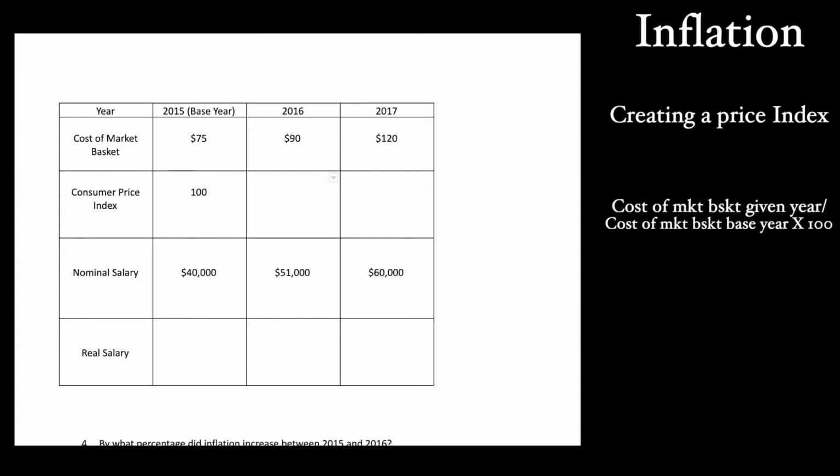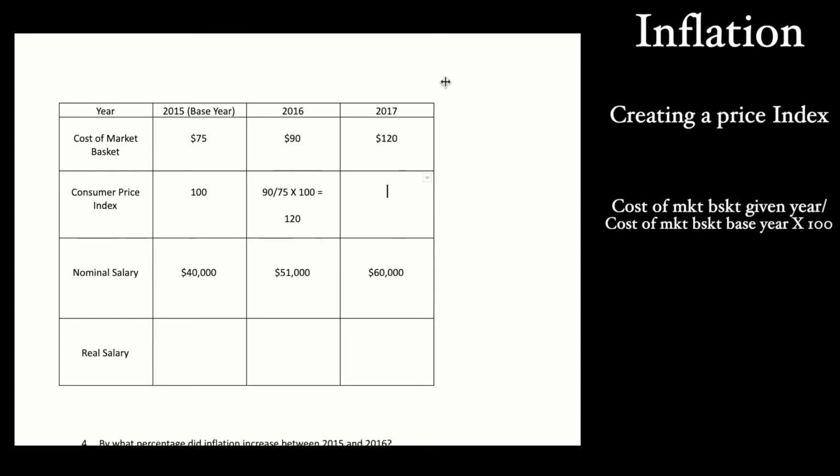So there you go. For the second one, we're going to take the cost of the market basket in 2016. That's $90. Divide it by the cost of the market basket in the base year. That's $75. And then we're going to multiply that by 100. And that is going to come out to 120. Our price index, or CPI, for 2016 is 120.